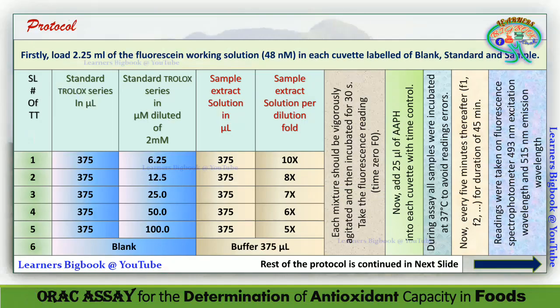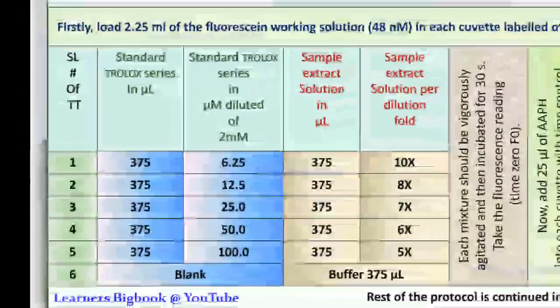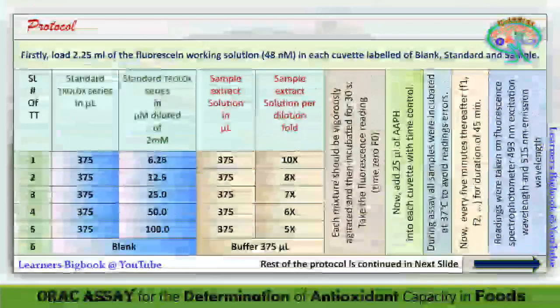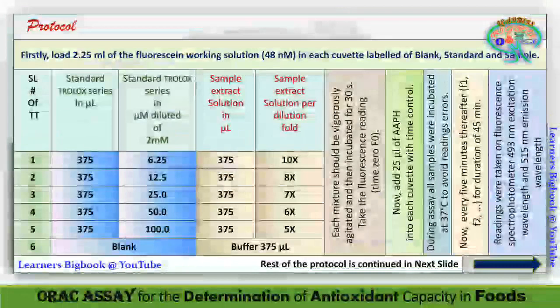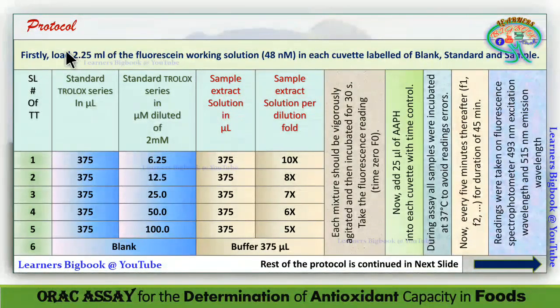Here you can see that at first we are going to add 2.25 ml of fluorescein working solution, which is of 48 nanomolar. Here, this top point, 48 nanomolar, in each cuvette labeled blank, standard and sample. So to all the 11 cuvettes we are going to add 2.25 ml of fluorescein. Further we are going to add the standard Trolox in microliters.